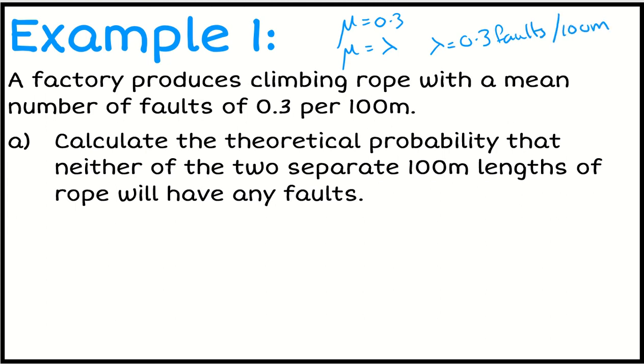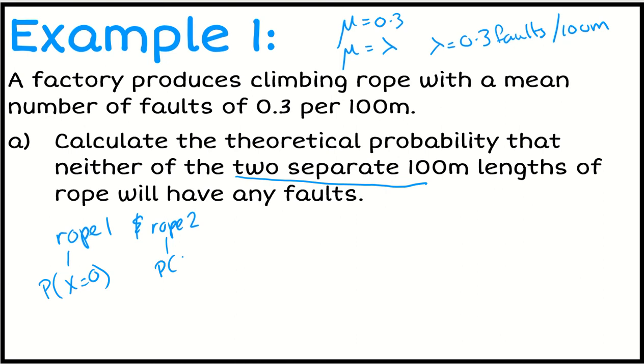Okay, so I want to find the probability that neither of two separate lengths will have any faults. So I've got rope number 1 and rope number 2. Notice I'm saying "and". I need to find the probability that it doesn't have any faults, and I want to find that for both pieces of rope. So my first step is to find the probability of no faults, and then I'm going to combine them together to find the probability of no faults for two pieces of rope.